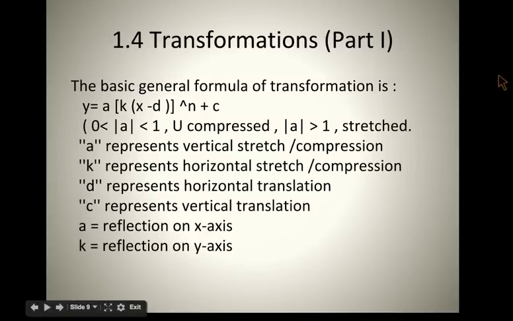And now I will go on to 1.4, which is transformation. The basic general formula of transformation is y equals a[k(x minus d)] to the power of n plus c. And here are some compression and stretch formulas. A represents vertical stretch or compression. K represents horizontal stretch or compression. D represents horizontal translation, while c represents the vertical translation. A would be the reflection on the x-axis, while k would be the reflection on the y-axis.